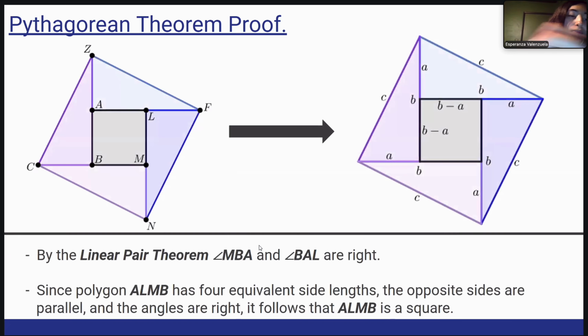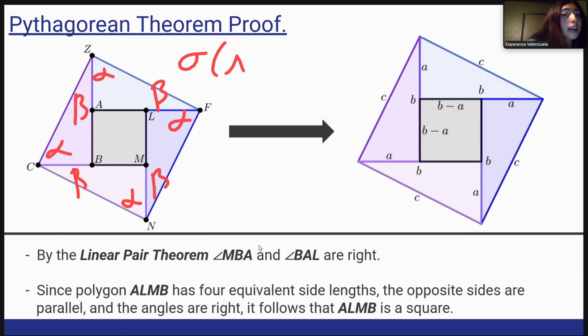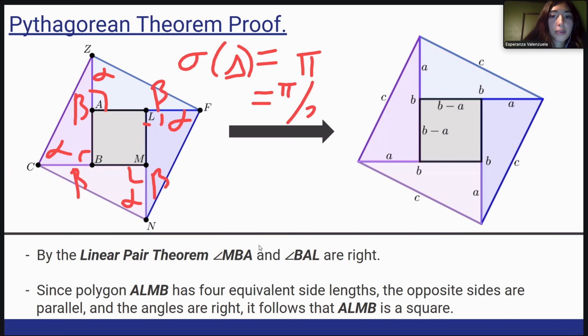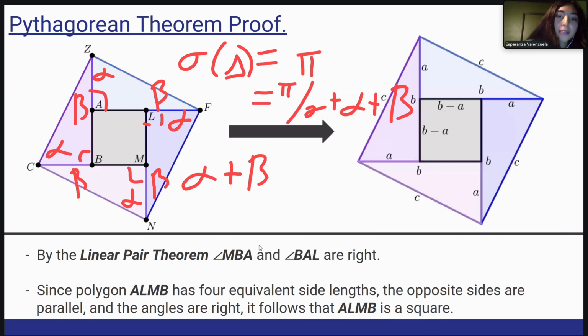So by CPCTC, we know that this corresponds to this, and that this angle corresponds to this angle and this angle. And we also know that the angle sum of a triangle is equal to pi. And all four of these triangles are congruent. That's pi halves, pi halves, pi halves, pi halves. So the angle sum is pi halves plus alpha plus beta. And so subtracting pi halves from both sides results in alpha plus beta equals pi halves.